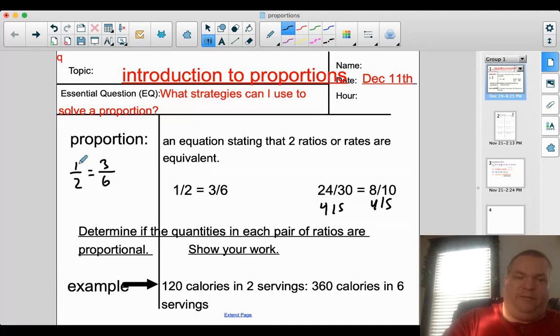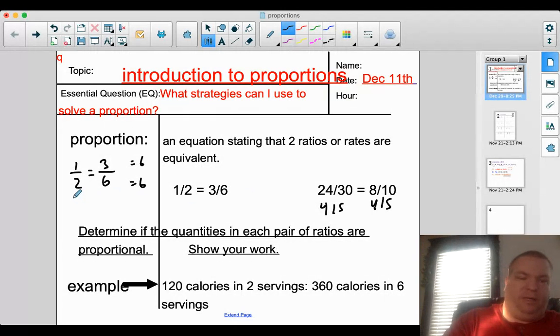What do you get if you do 1 times 6? You get 6. What if you do 2 times 3? You get 6. We got the same number. Was that a coincidence? Well, let's find out. Let's try the other one.